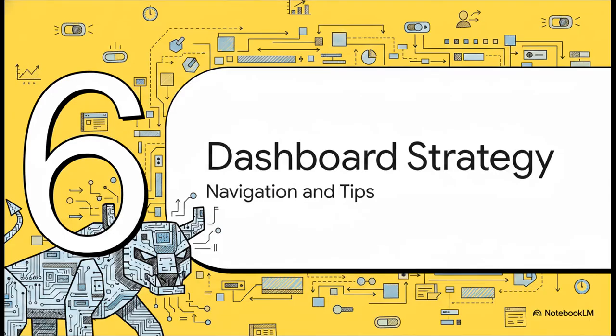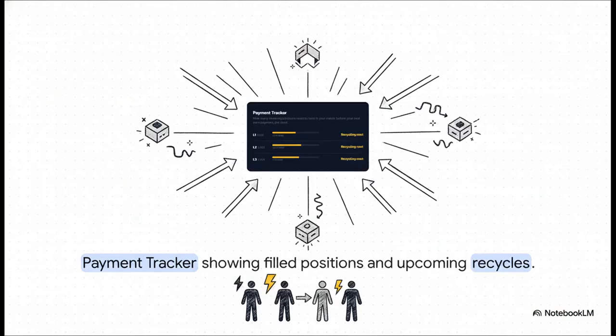Section 6. Dashboard Navigation and Strategy. The dashboard gives you this brilliant payment tracker to navigate your 14-slot interface. It clearly shows you exactly how many registrations need to land in your matrix before your next payment or recycle on every single level. And guys, you need to keep a vigilant eye on this.